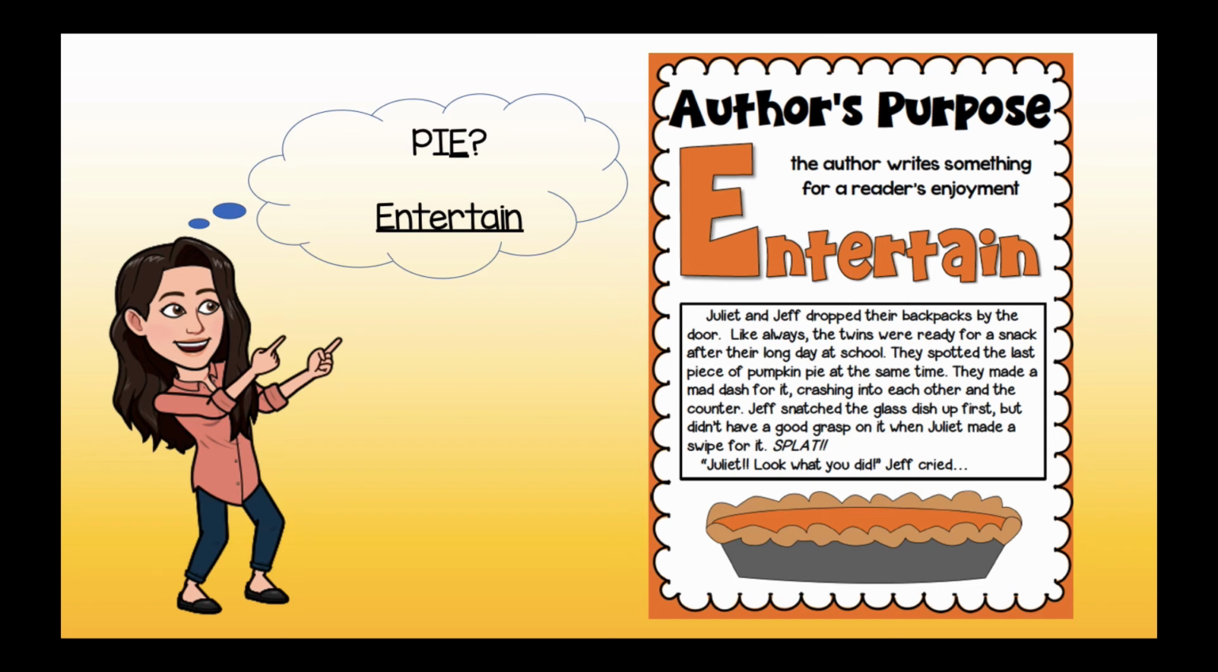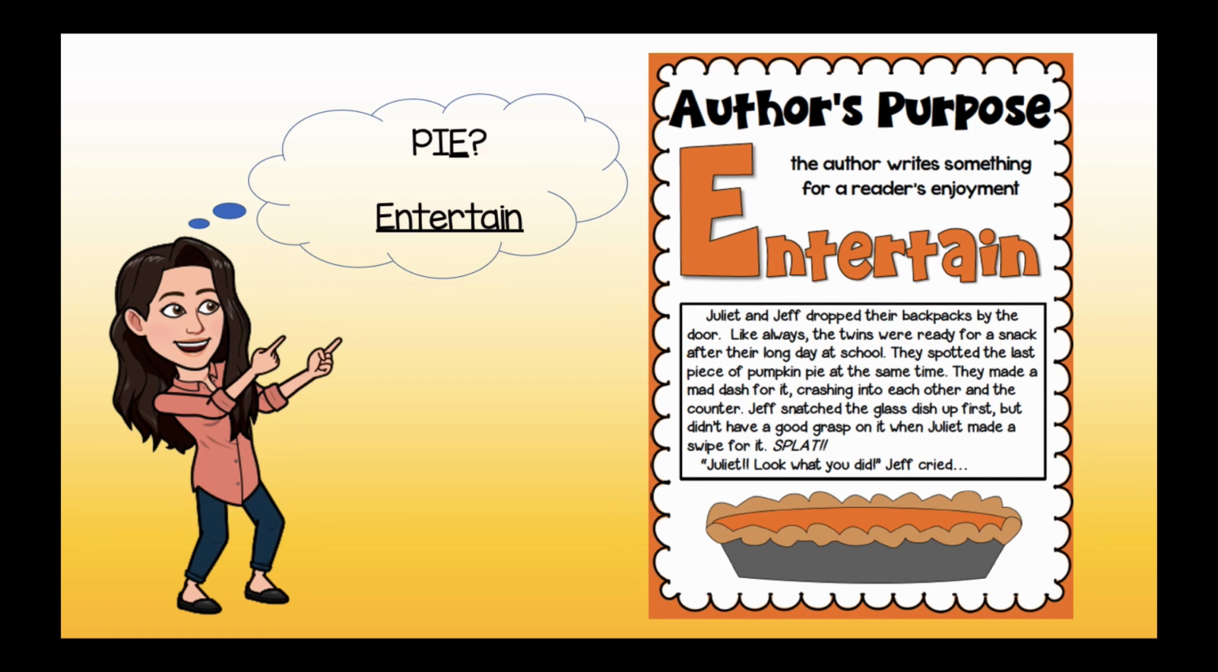Juliet and Jeff dropped their backpacks by the door. Like always, the twins were ready for a snack after their long day at school. They spotted the last piece of pumpkin pie at the same time. They made a mad dash for it, crashing into each other and the counter. Jeff snatched the glass dish up first, but didn't have a good grasp on it. When Juliet made a swipe for it, splat. Juliet, look what you did, Jeff cried.